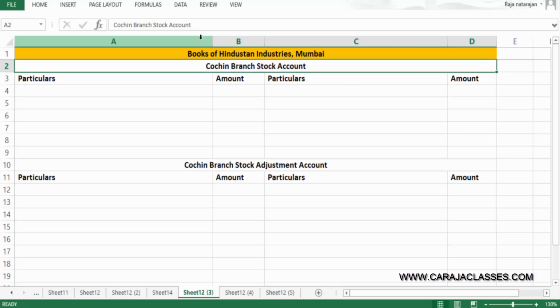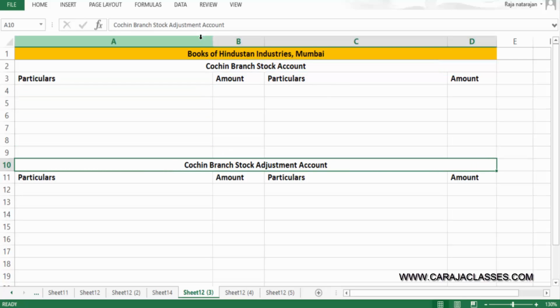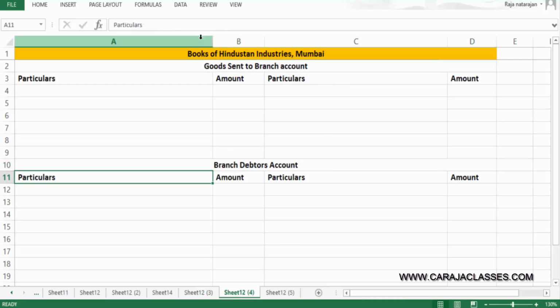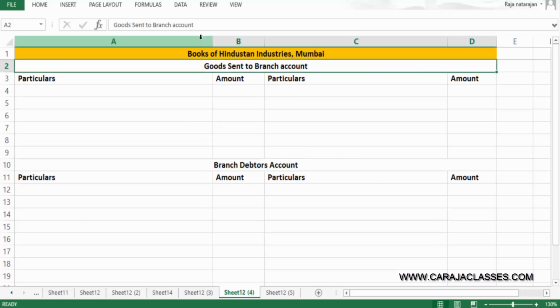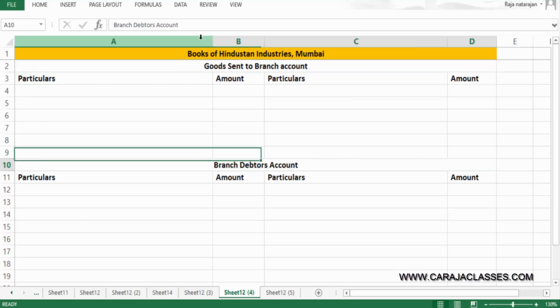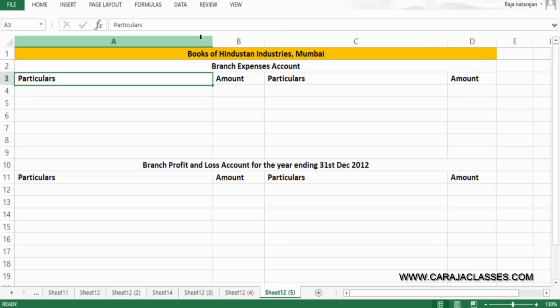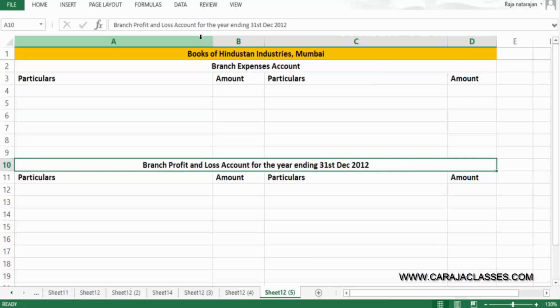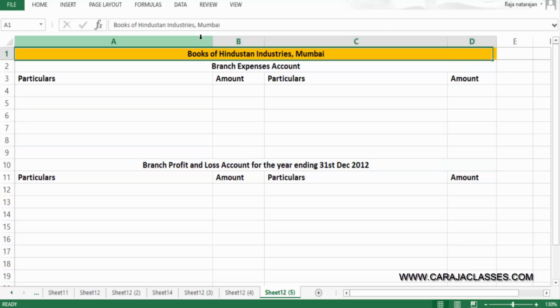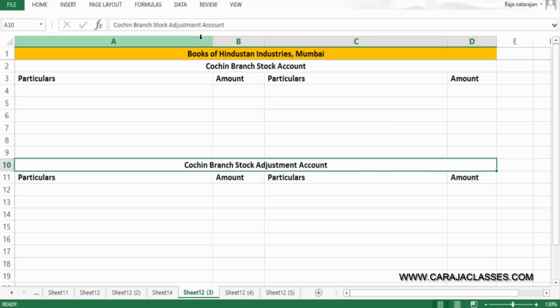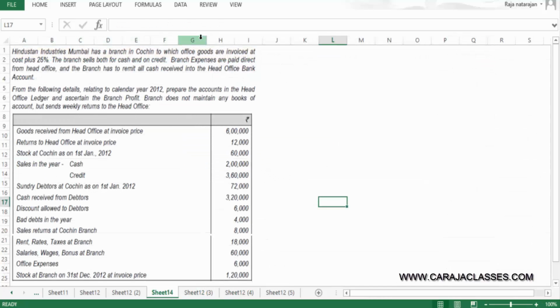So we'll have Cochin branch stock account, then Cochin branch stock adjustment account, then goods sent to branch account. We'll also open branch debtors account, branch expenses account, and eventually we'll open branch P&L to ascertain what is the profit or loss. So these are all the accounts which we are going to open. One basic information, let us keep in mind that goods are invoiced at cost plus 25%. Okay, so now let's go item by item.